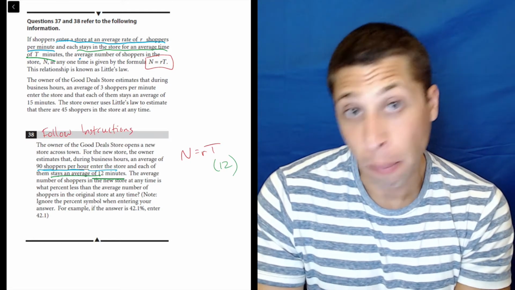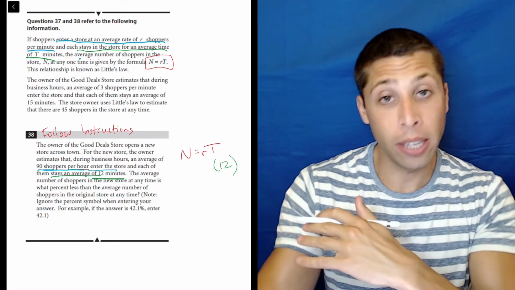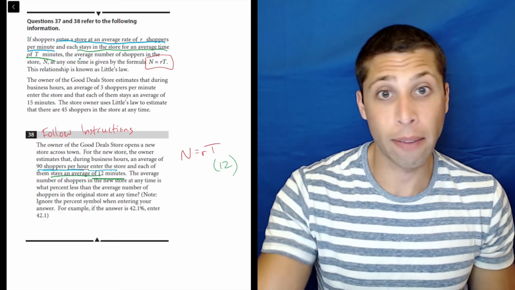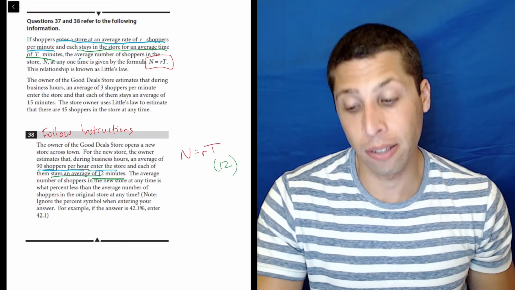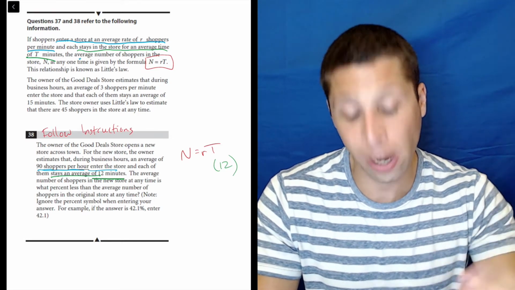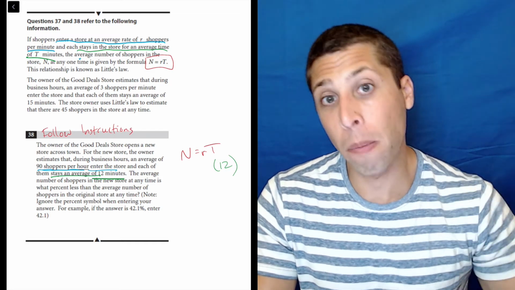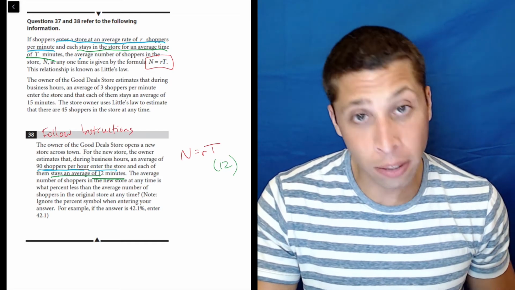So we have a problem. The units here are telling us what letter we need, but they're also telling us that the data they gave us is wrong, or at least not useful as is. That's shoppers per hour. We need shoppers per minute entering the store. So we can convert this.